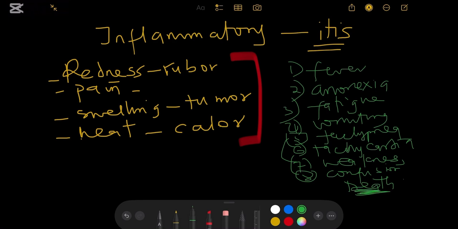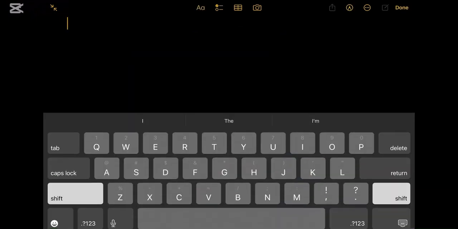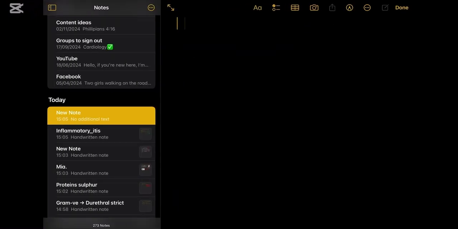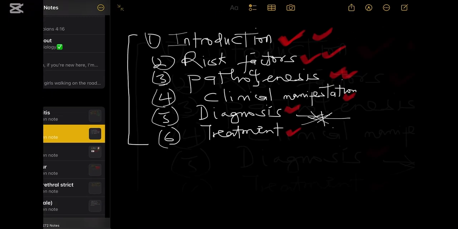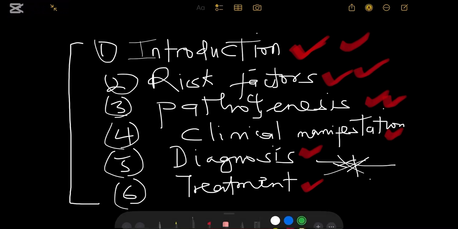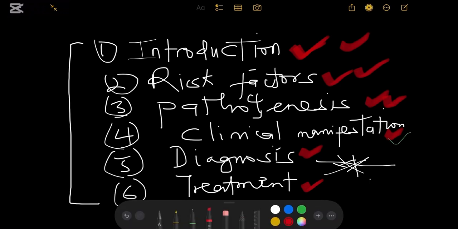Now, when we get to treatment, we are going to say that. So we are done with the clinical manifestations of Fournier's gangrene. So we have to tick this one double. All right. Okay, I have to use red, double. Now, let's go to the diagnosis.